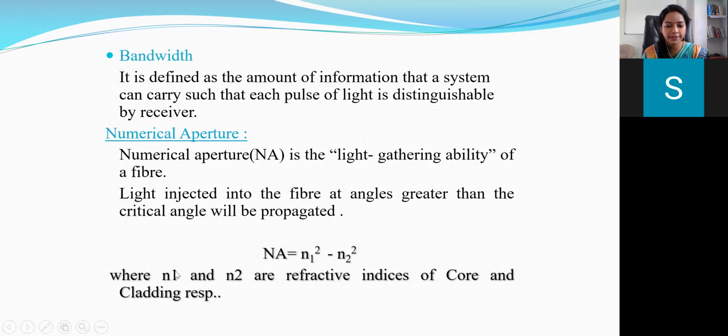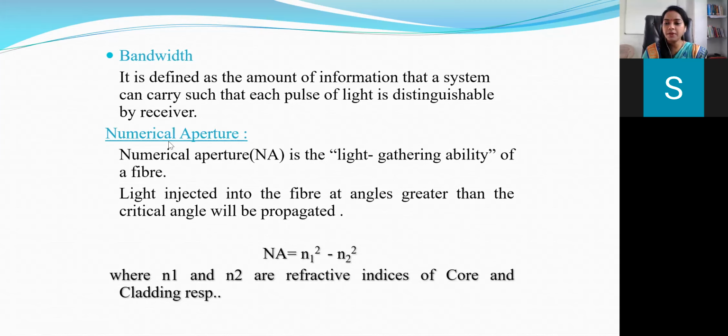Then what is the bandwidth? You can define the bandwidth also. So bandwidth is nothing but the amount of information that a system can carry such that each pulse of light is distinguishable by the receiver. Here see how we have defined the bandwidth. It is in terms of pulses and in terms of receiver. So it is defined as the amount of information that a system can carry such that each pulse of light is distinguishable by the receiver.